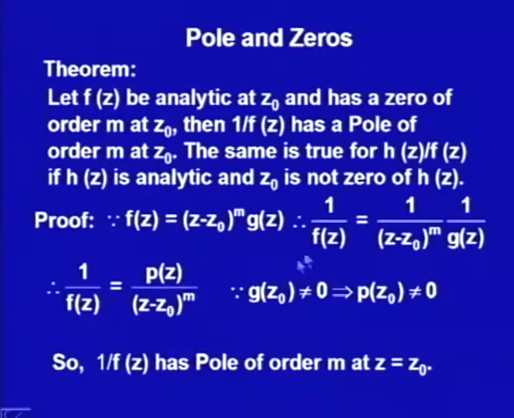Now, if rather than p z, I have h z, then p z would now be h z upon g z, and at z equal to z naught, neither g z is 0 nor h z is 0.